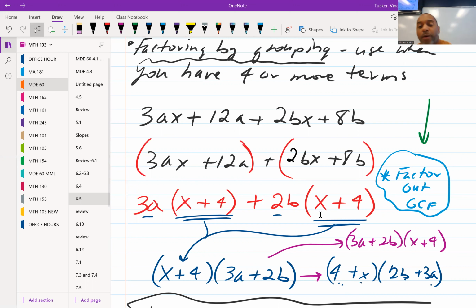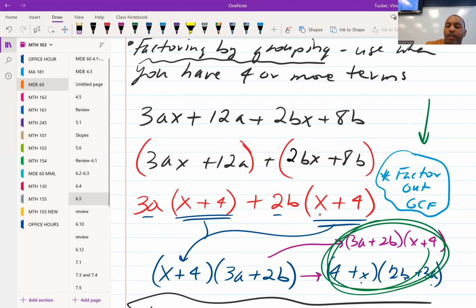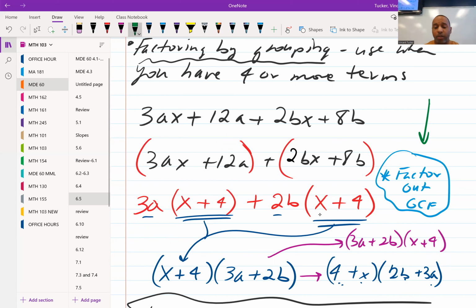So once you're there, you can bring the x plus 4 out to the front, because that's what they have in common. And then you're left with 3a plus 2b in the other parentheses. And that would be a factorization. Over here is just different ways of writing it. Someone was asking me that in class, just different ways that it could be done. As long as 3a plus 2b is in the same parentheses, as long as x plus 4 is in the same parentheses, it can be rewritten a couple of different ways. But 3a couldn't be coupled with 4, or 2x with 2b with the x or anything like that.